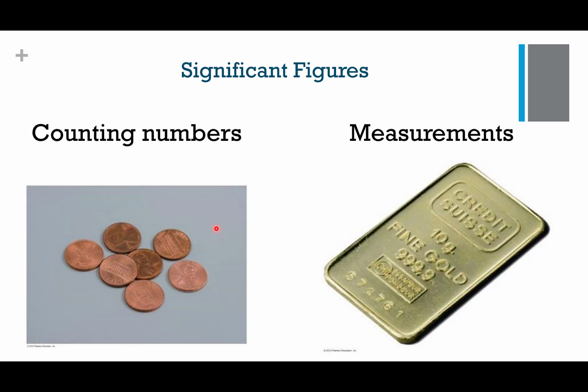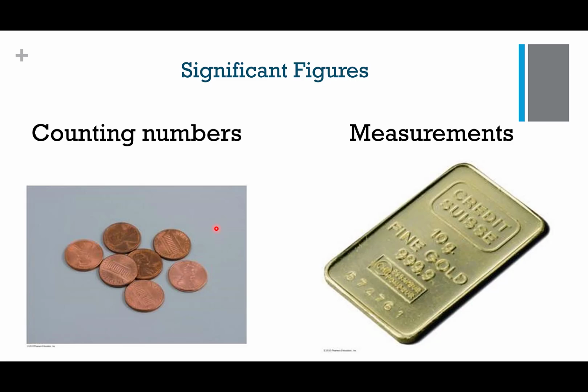So with a counting number, we have no uncertainty. Those are reliable numbers, and we don't have to consider any uncertainty or unreliability that might creep in. This will be important when we start doing math later, but counting numbers have unlimited significant figures. So I could say that there's 7.000000000 pennies on this paper, unlimited number of sig figs.